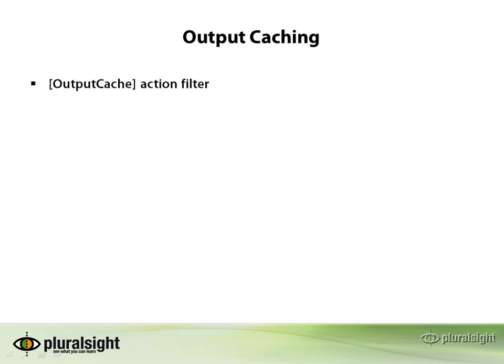Output caching allows you to store the output of a particular controller action in memory. ASP.NET then can respond to future requests for that same action just by giving back the cached output, and that avoids executing any of the code inside the action.